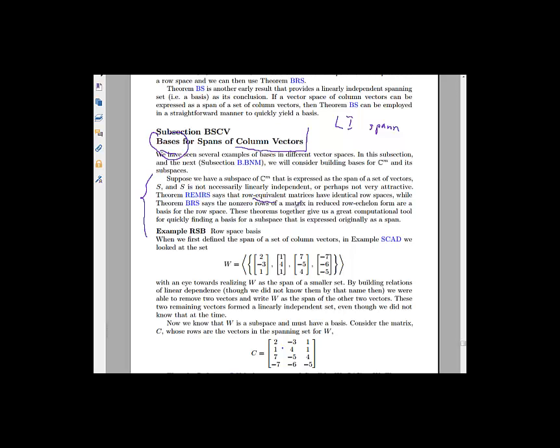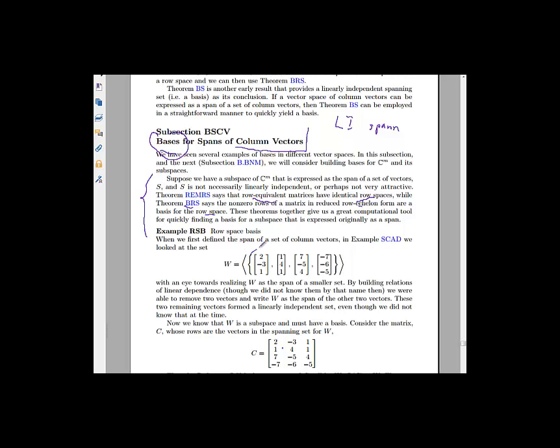Row equivalent matrices have identical row spaces. So that's how we get a row space. We row reduce and take the rows of the reduced matrix. Theorem BRS says the non-zero rows of a matrix in reduced row echelon form are a basis for the row space. Okay, so we're going to use these row reduction operations to find bases.